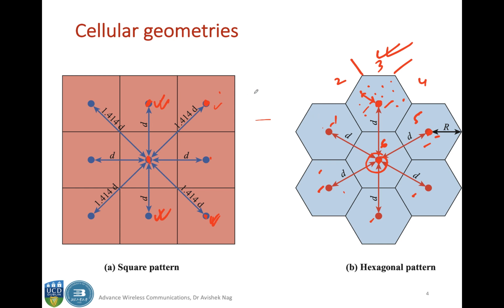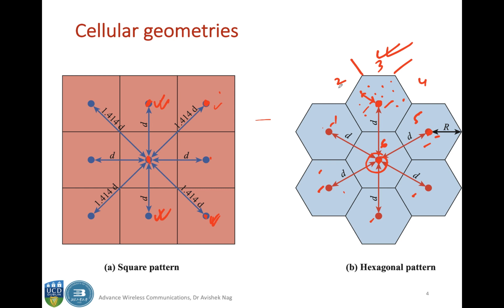And also the surface area of a hexagon is higher compared to a square. So with the hexagonal geometry you can cover a larger area with more effectivity. You can have more base stations that can serve the entire area. Okay, so that is also a possibility.